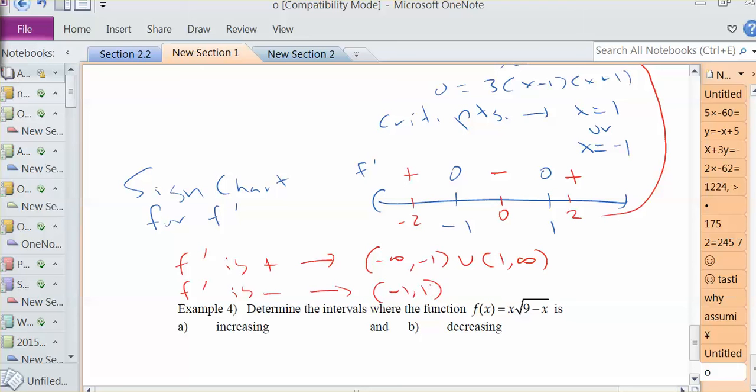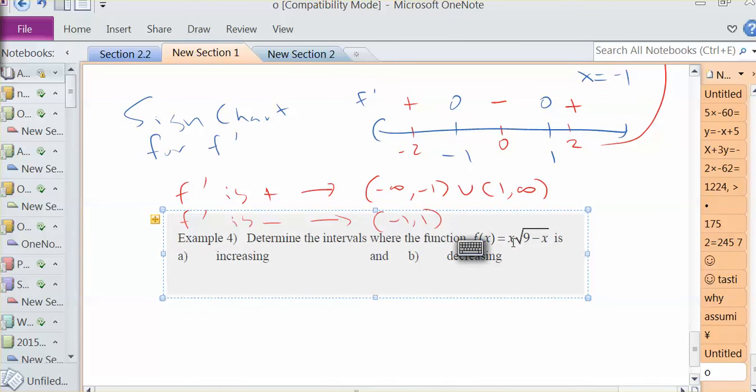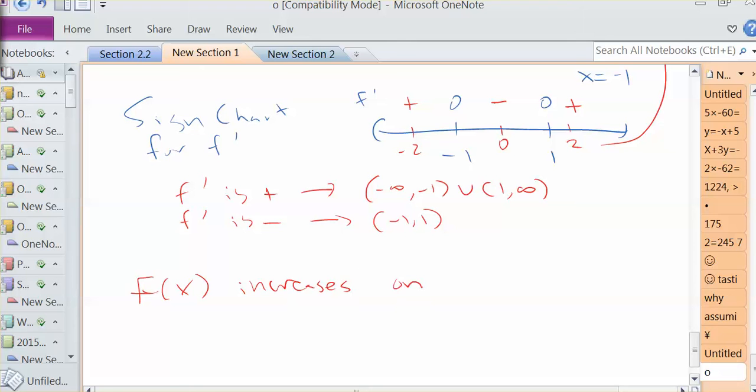Notice I didn't use brackets. And actually, hold on a sec. No, I didn't use brackets just yet. But for my final answer, I will. So let me delete that because we don't need it. So for my concluding statement, I would say that f of x increases on this interval.